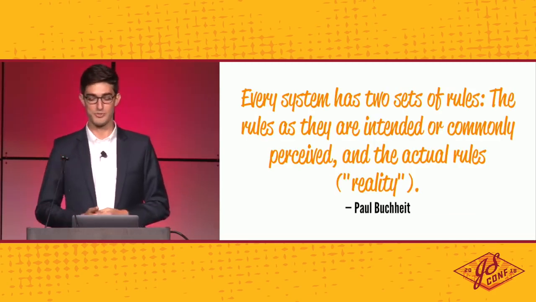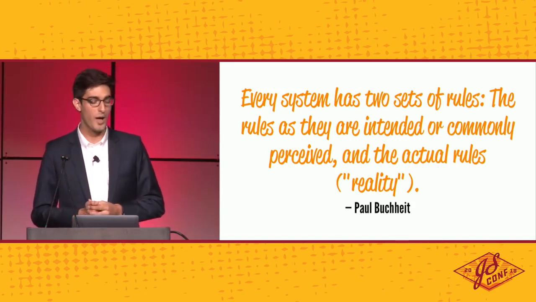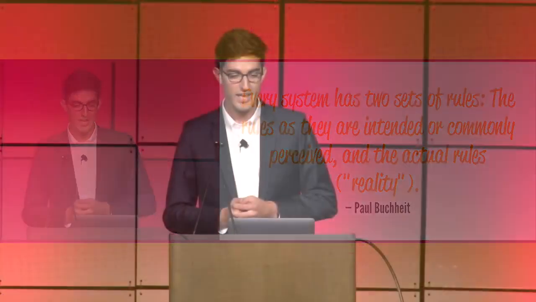I like this quote by Paul Boucher. Every system has 2 sets of rules. The rules as they are intended or commonly perceived, and the actual rules, also known as reality. In most complex systems, the gap between these 2 sets of rules is huge. Sometimes we catch a glimpse of the truth and discover the actual rules of a system. Once the actual rules are known, it may become possible to perform miracles, which are things that violate the perceived rules. So what Paul is calling miracles are also known as hacks.